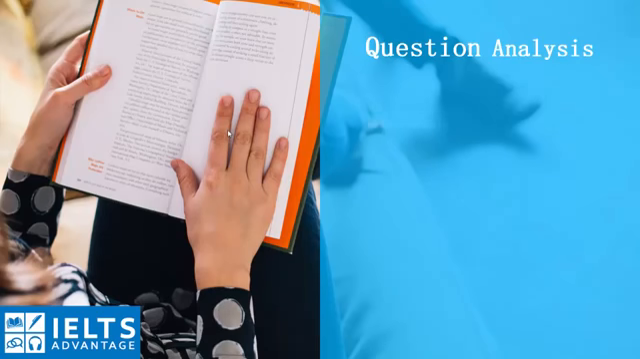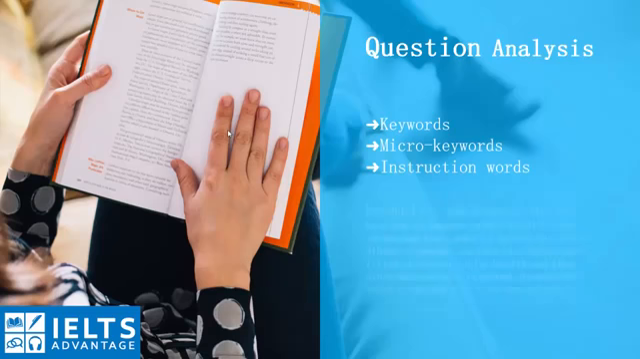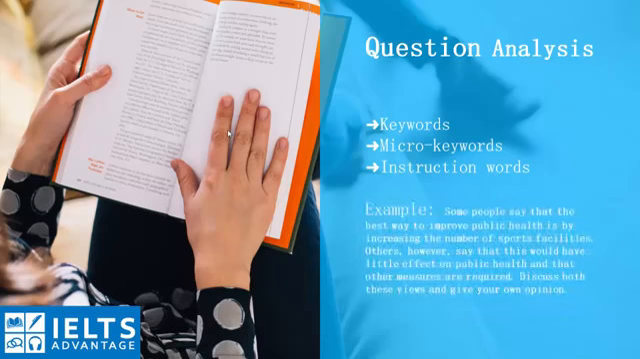Question analysis. Now this is made up of 3 things: keywords, micro keywords, and instruction words. Now let's look at an example question to make more sense of this. So the example question is: some people say that the best way to improve public health is by increasing the number of sports facilities. Others, however, say that this would have little effect on public health and that other measures are required. Discuss both these views and give your own opinion.